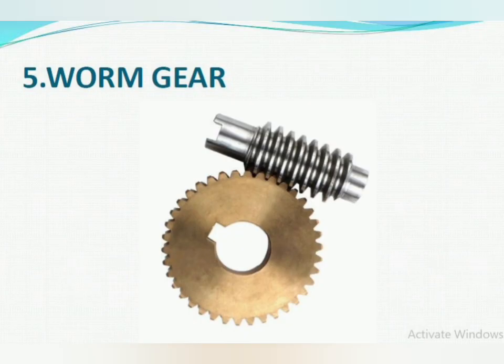This is worm gear. Worm gears are used for power transmission between two non-intersecting shafts that are generally at right angles to each other. Worm gear consists of a worm and a worm wheel. It's a threaded screw and used as the driver, and the worm wheel is a toothed wheel. The teeth of the worm wheel remain engaged with the threads of the worm.